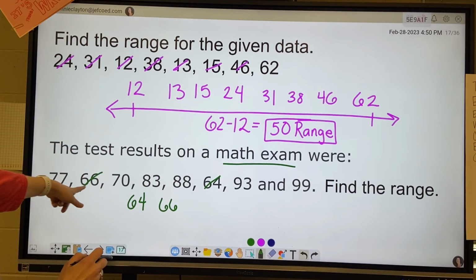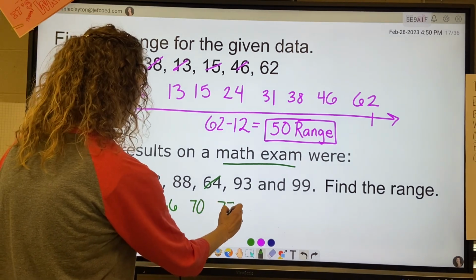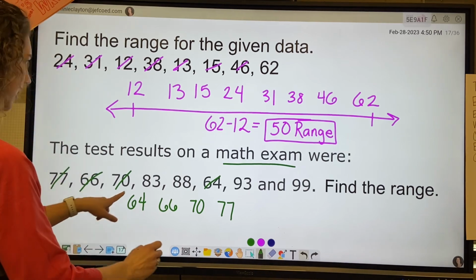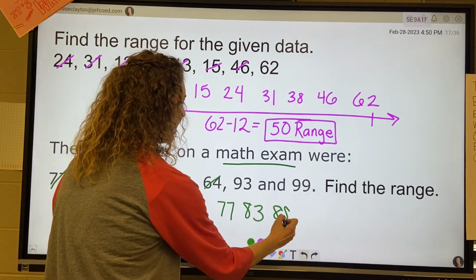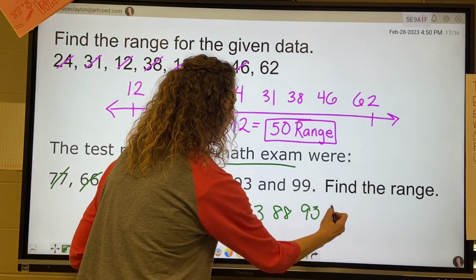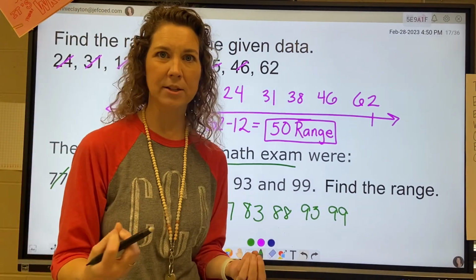All right, let's move up to the C's. Let's see, we've got a 70 on the test, got a 77 on the test. All right, then we've got an 83, an 88, a 93, and a 99. Do I have all the numbers? I always like to double check my counting too.